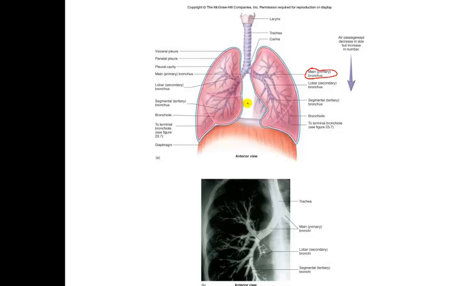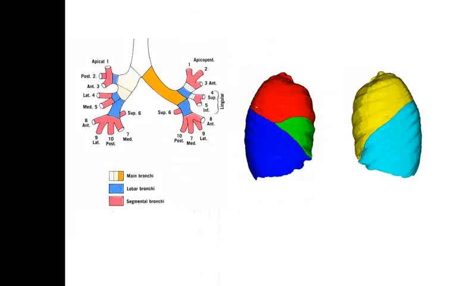Next, the main bronchus divides into what are called lobar bronchi. Okay, so this is the main, and then the next division is called the lobar bronchi. So here's a more schematic diagram. So trachea, main bronchus, and then the blue are lobar bronchi. The reason they're called lobar bronchi is because there's one for each lobe of the lung.